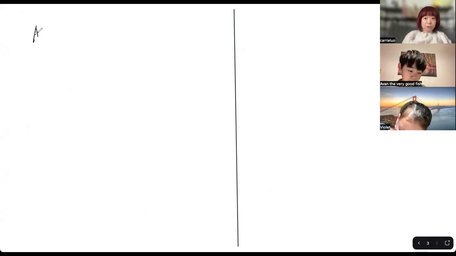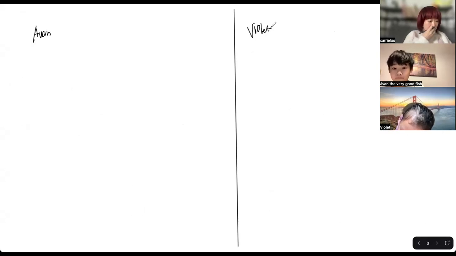Okay, so this part belongs to Evan, and this part belongs to Violet. Okay. I can't use the pen thingy. Oh, you can just do it on your paper, and I can do it for you. Okay.